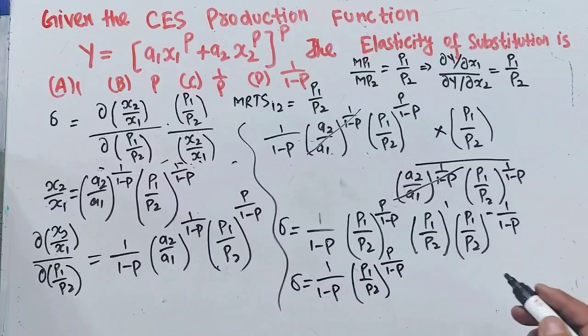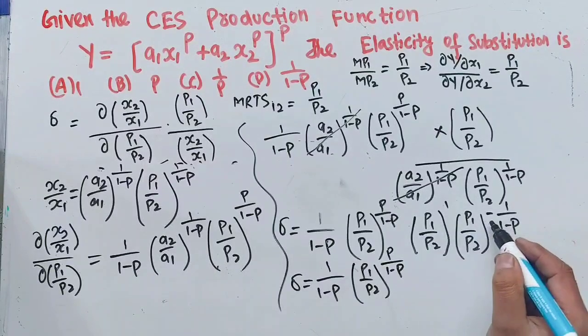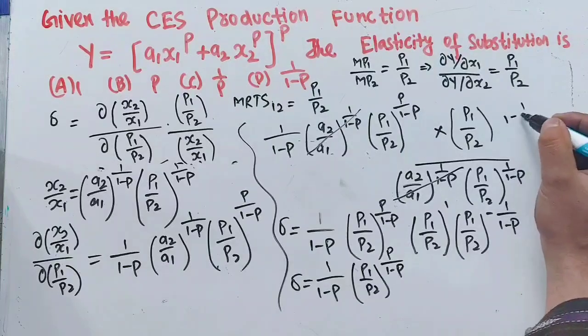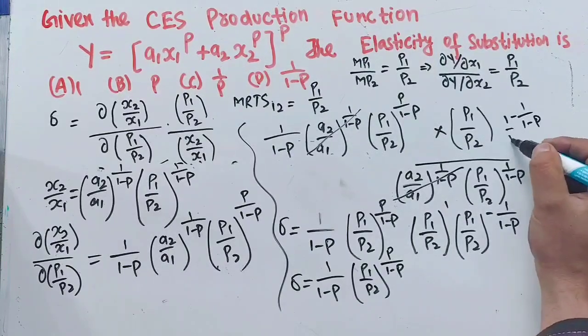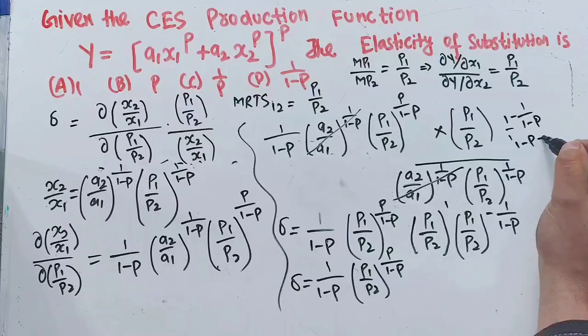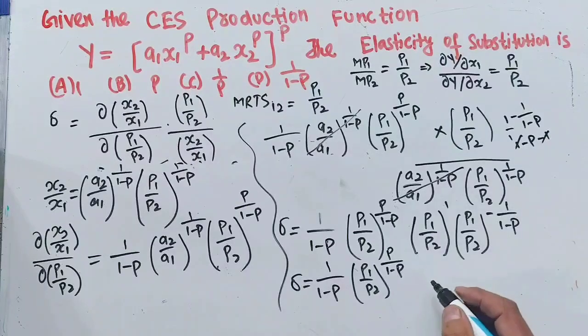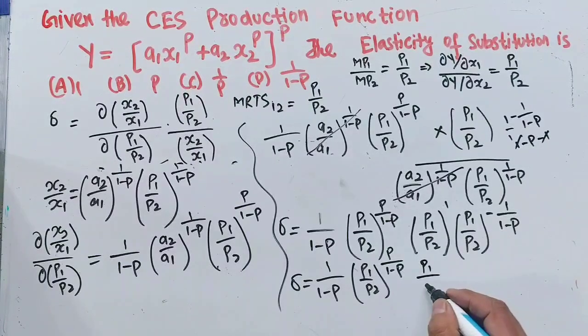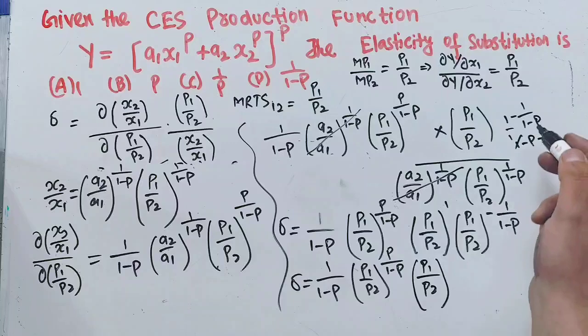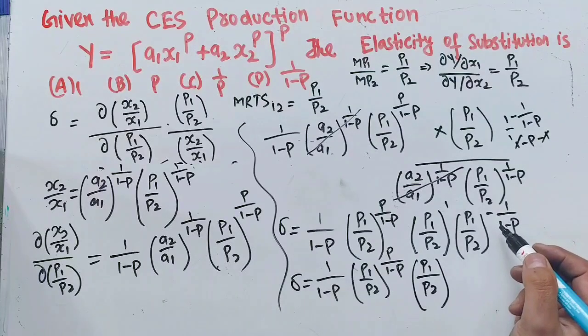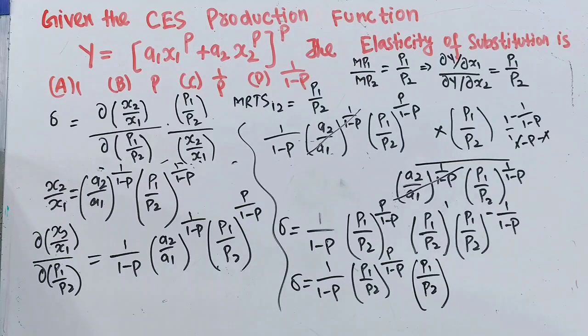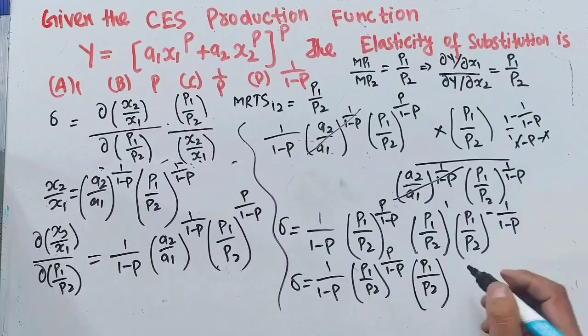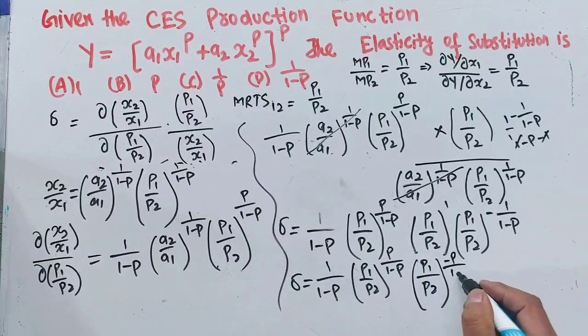So the bases are the same, we can add the exponents here. So we have 1 minus 1 divided by 1 minus p, so we get 1 minus p minus 1, so this gets cancelled, so we get p1 upon p2 whole raised to the power minus p divided by 1 minus p.